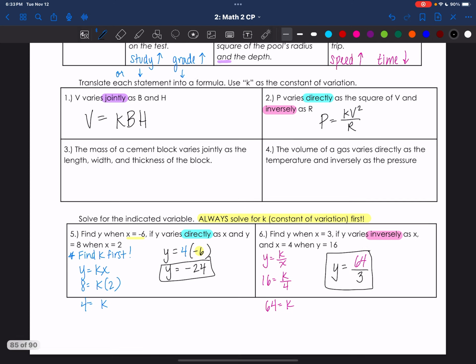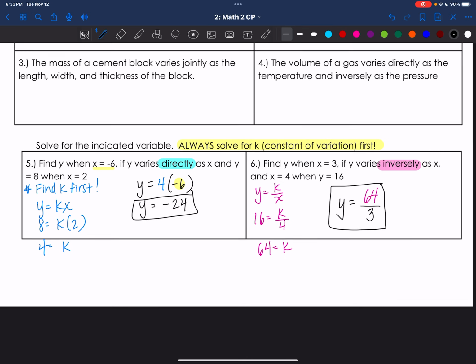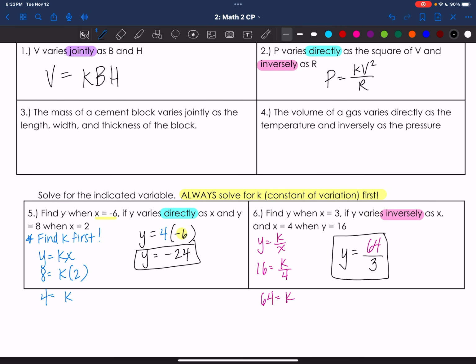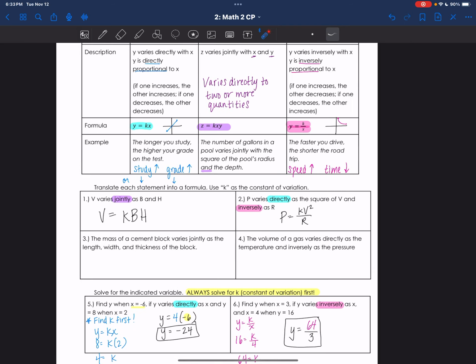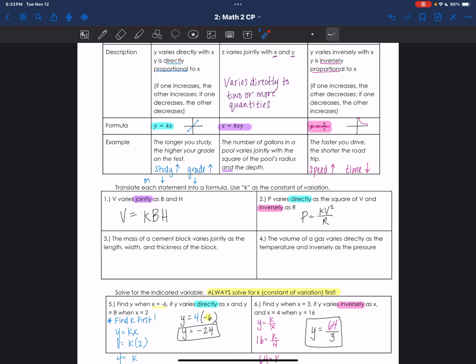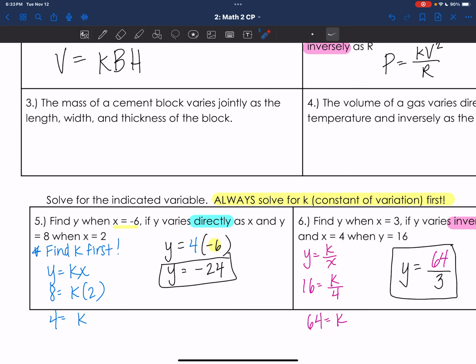All right, now let's go ahead and do this bottom here. It says solve for the indicated variable. Always solve for k first. So we're always going to look for k first. It says find y when x equals -6 if, and that's important, y varies directly as x and y equals 8 when x equals 2. So you need to think about what it's actually saying. First we need to figure out the varies directly, which is your y equals kx. So we're going to find k first.